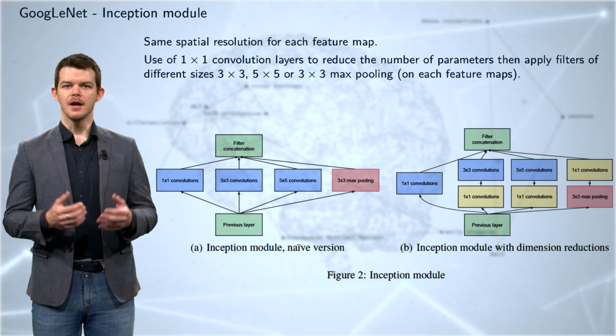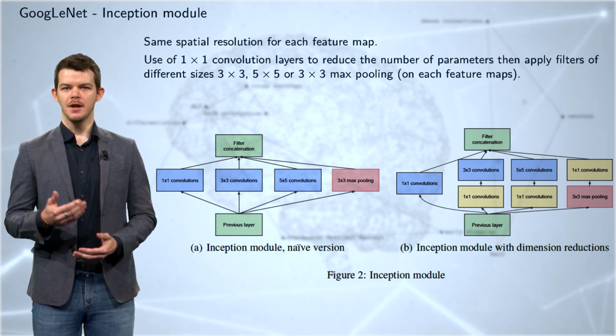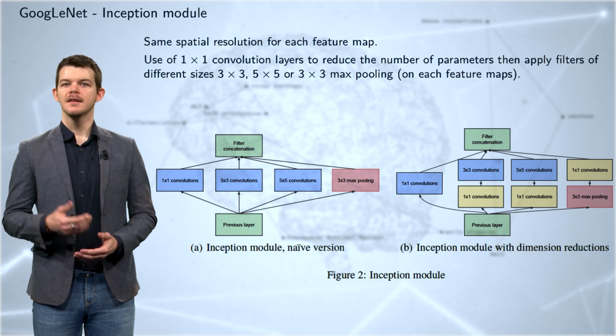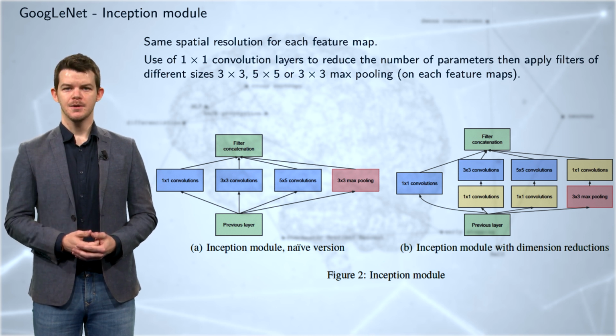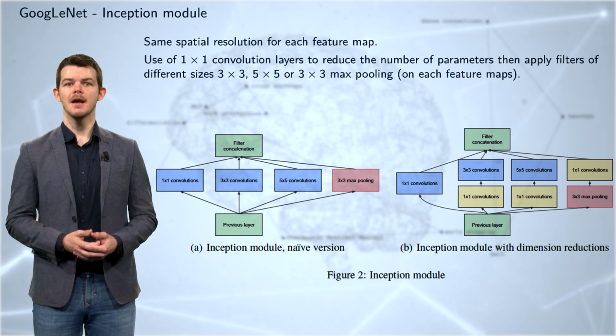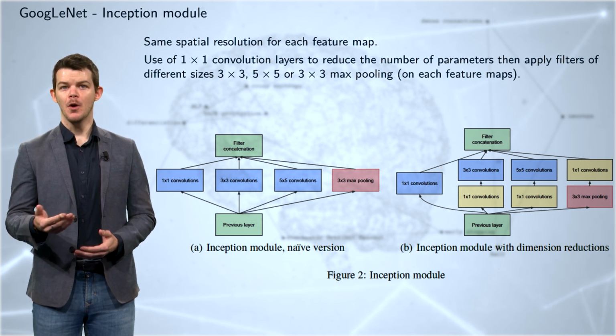Note that you can apply the one-by-one convolution after the max pooling operation and not before, since there are no trainable parameters involved in the pooling operation and thus no need to reduce the depth of the volume before applying pooling.